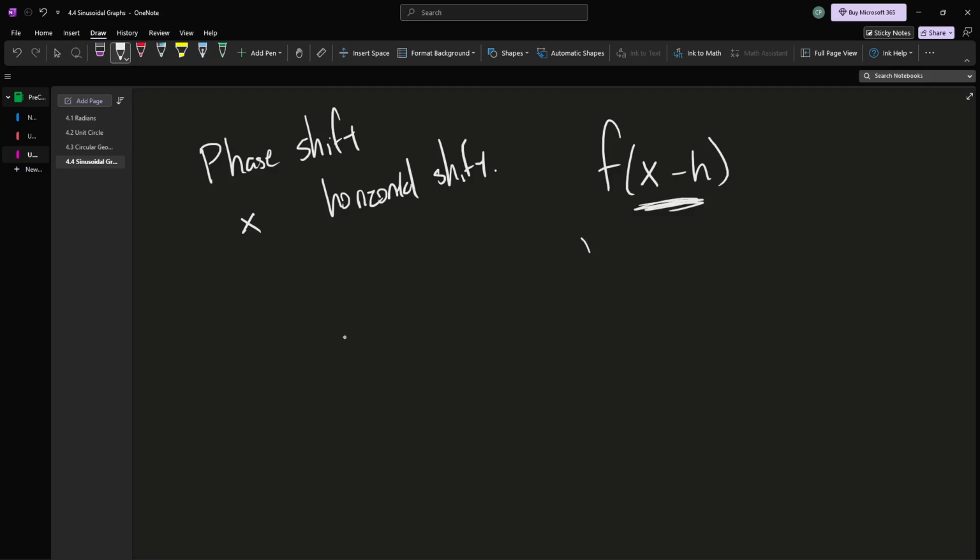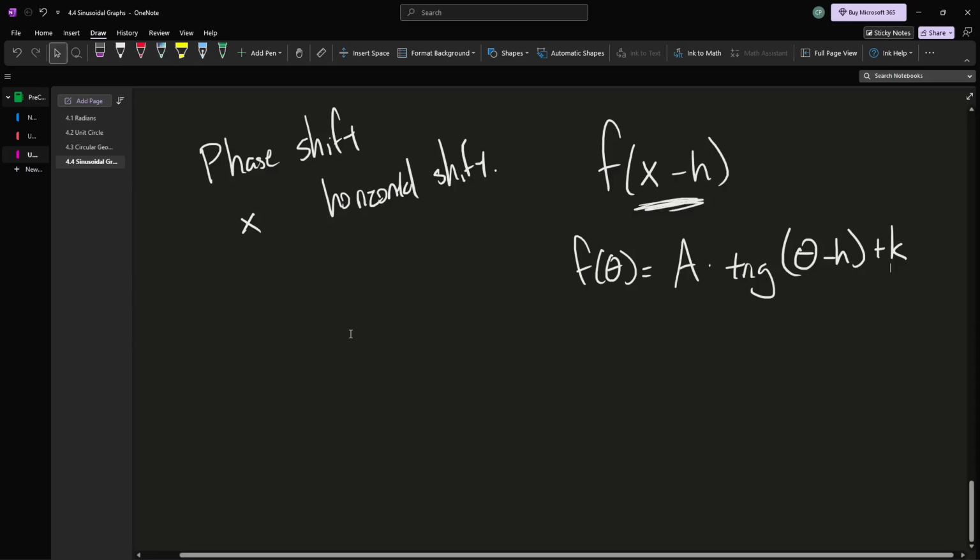So to add on to our function, f of theta is equal to a times trig of theta minus h plus k. And we're slowly building and building more and more. And if you're kind of confused in these lessons, please make sure you look back and get comfortable with the previous lesson before we move on to the next one. So a times trig of theta minus h plus k.